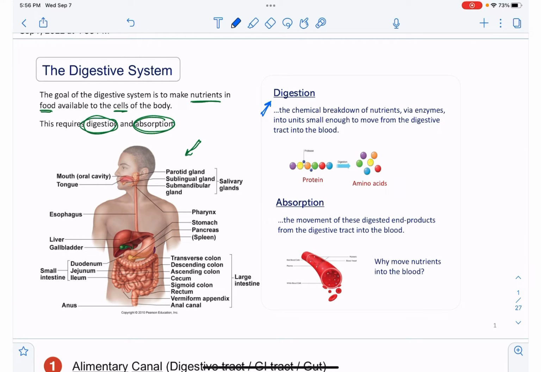Now, when we're talking about digestion, we're talking about the chemical breakdown of nutrients into small enough units that are able to move from the digestive tract into the blood. And this is going to occur by molecules that we call enzymes. So it's the chemical breakdown of nutrients. And there's three major macronutrients that the digestive system is going to need to digest. One of those is carbohydrates, the other is lipids, and the third that we're looking at down below are proteins.